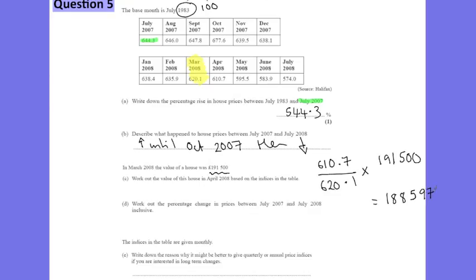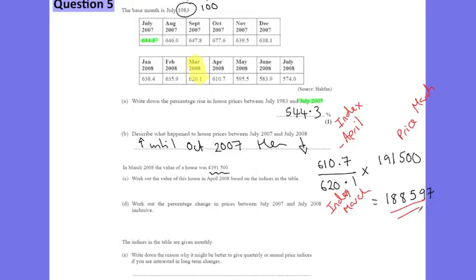188,597. So to recap, let's label this up. This is the price in April. Here is the price in March, the index, I shouldn't say price, index in April and index in March, multiplied by the price in March. And that's going to give us the real price in April.